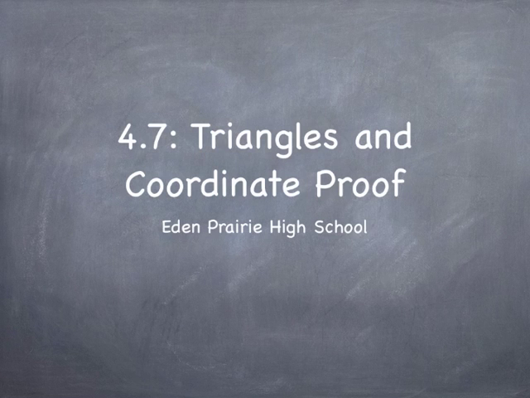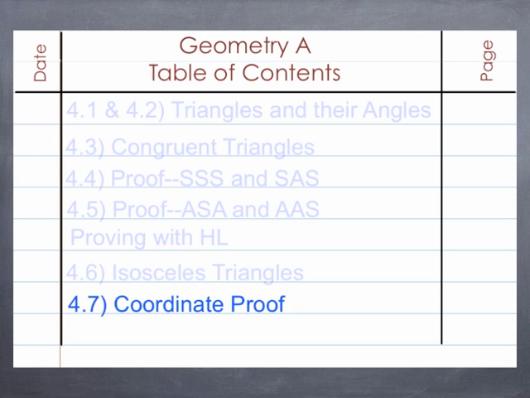Section 4.7 deals with triangles and coordinate proof. Now, coordinate proof is a new style of proof that uses the connection between algebra and geometry to make statements and to prove statements about geometric figures on the coordinate plane. You want to make sure you put this in your notes.